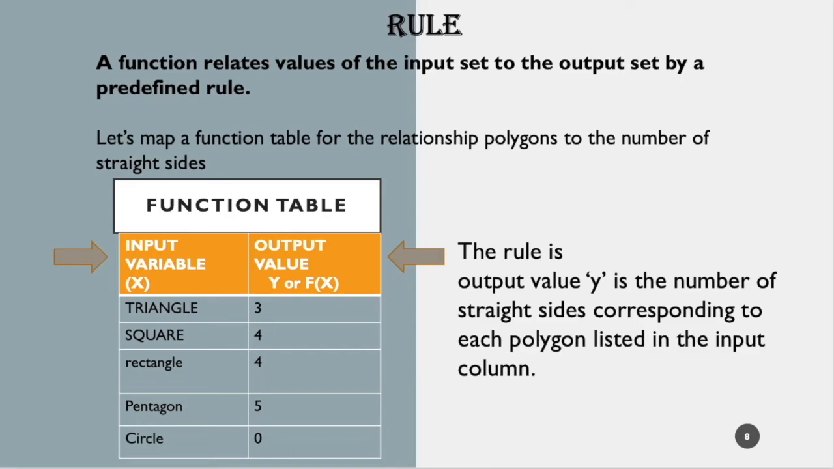But at the same time, if you look at square and rectangle, they both have 4 straight sides. That means one output value can have 2 different input values. That's okay. That still qualifies as a function. So a function relates values of the input set to the output set by a predefined rule.